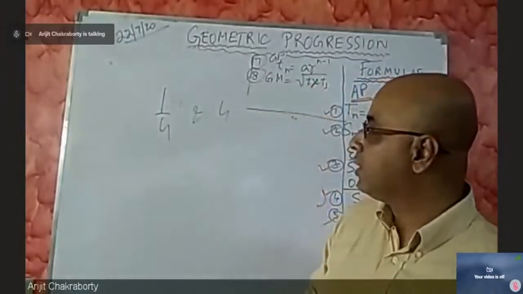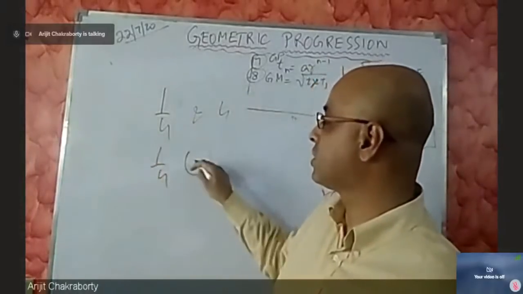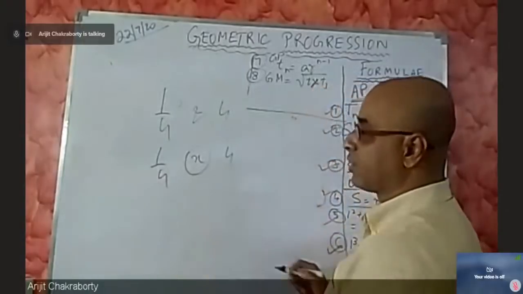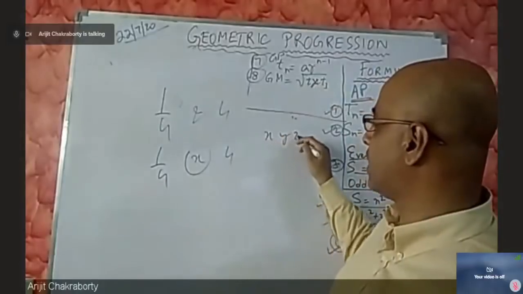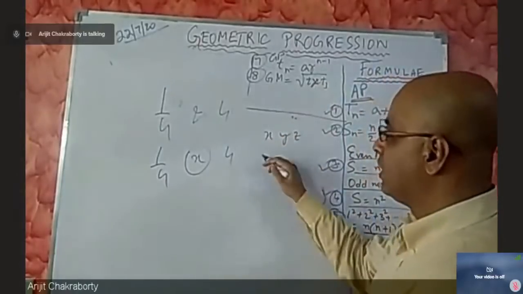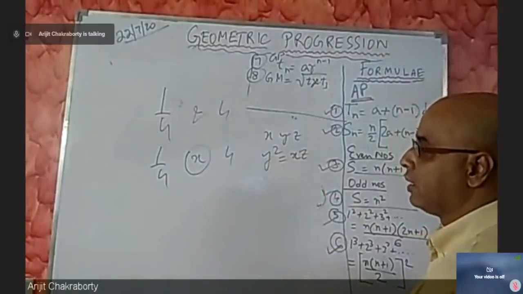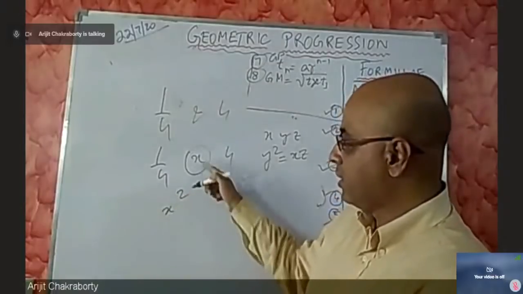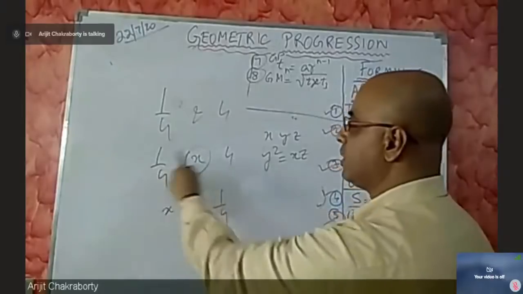So, we know that if the geometric mean is, say, x, then x will be in between these two. So, the formula will be what? You remember we wrote for x, y, z: if y is in between, then y square equals xz. So here it will be what? It will be x square is equal to 1/4 first term into last term.